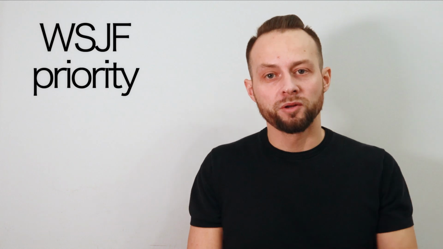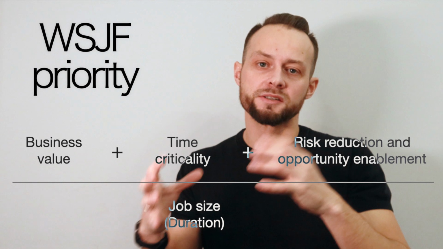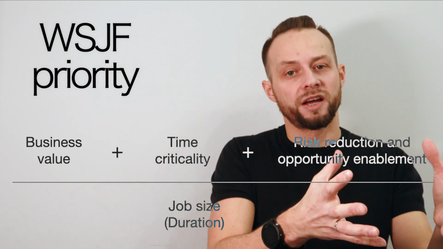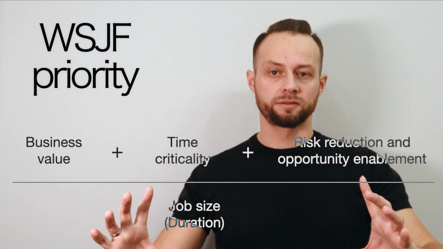Thus, the formula becomes like this. The sum of client and business value, time criticality, risk reduction and opportunity enablement is divided by job size.